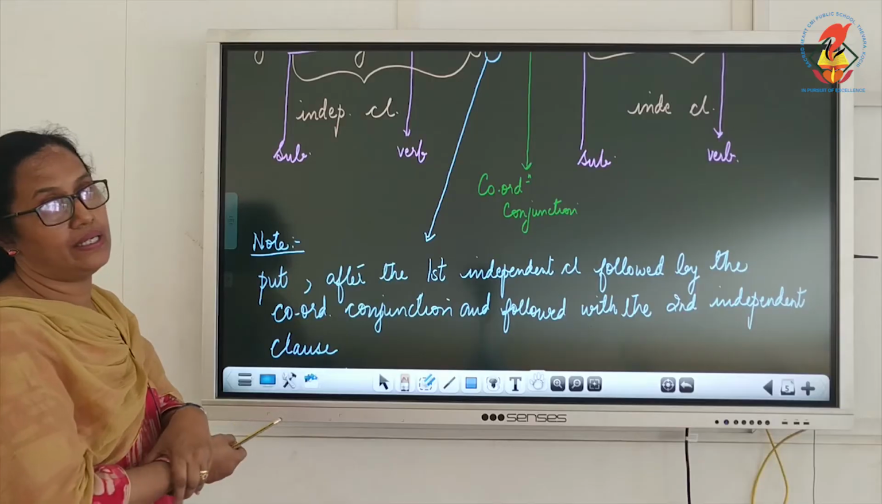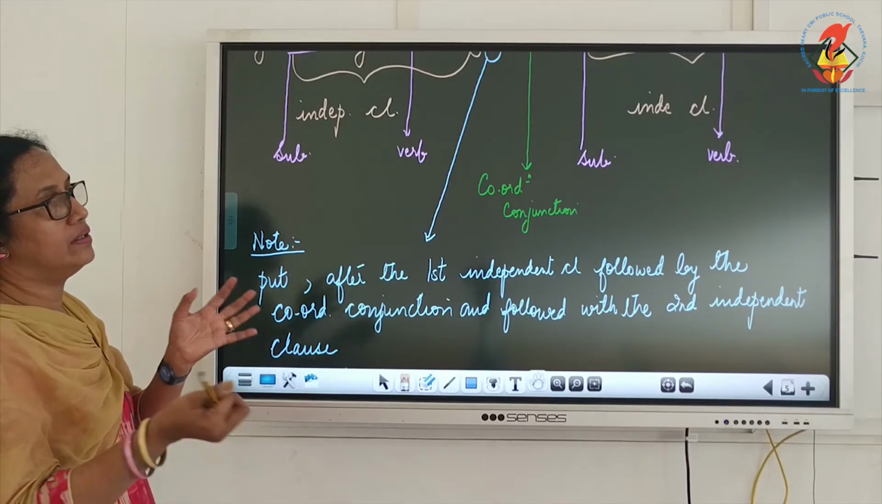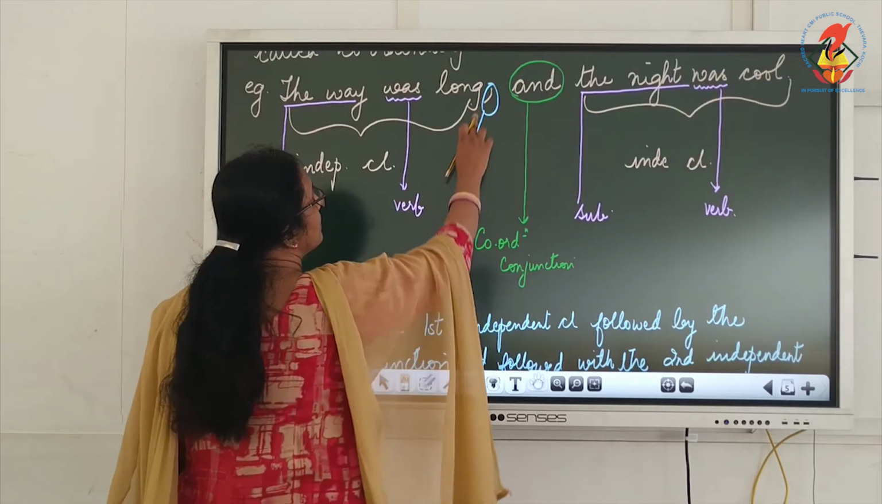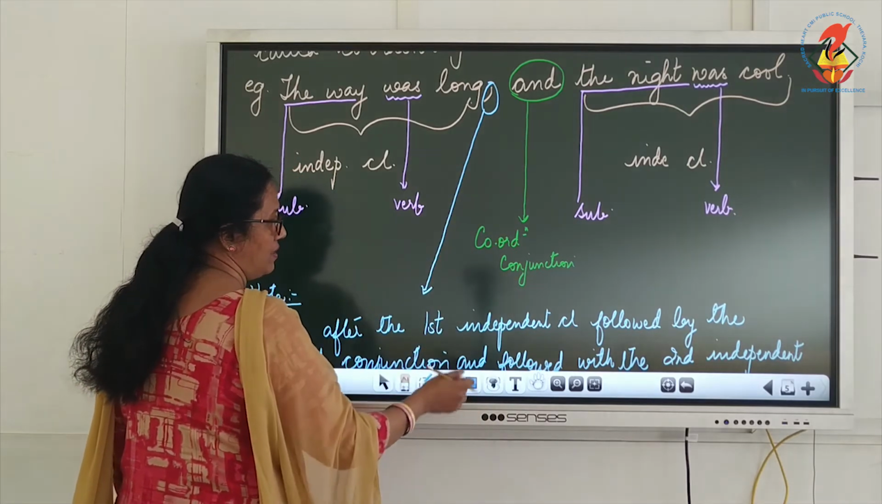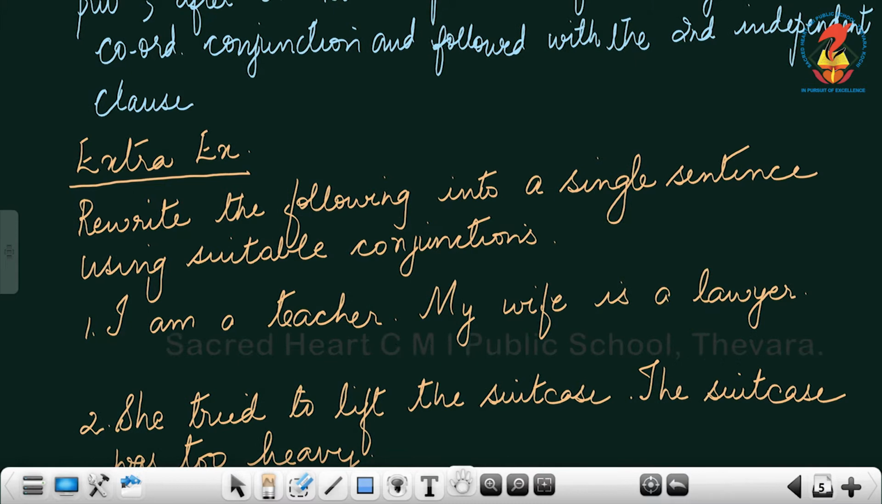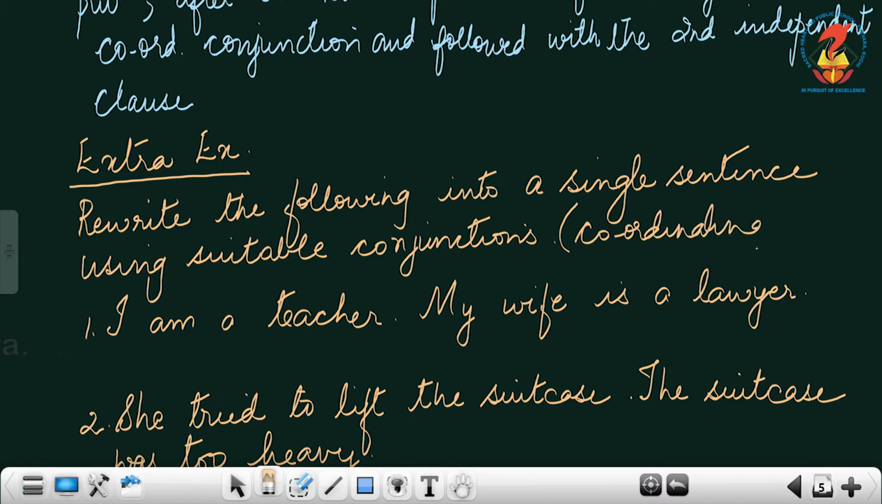That is how you should be writing it when you are given a number of clauses and you have to connect them with a coordinating conjunction. Don't forget, you have to put a comma followed by the coordinating conjunction, and then you will go about completing the sentence. Now here I have given you some extra exercises. Rewrite the following into a single sentence using suitable conjunctions. Because we are only doing this, it should be the coordinating conjunction, not any conjunctions. Okay, so copy these few sentences into your notebook. I will just solve the first one for you, so then you will get an idea as to how you will get the answers for the remaining ones.